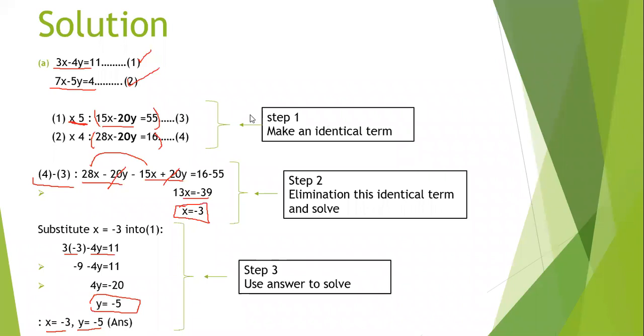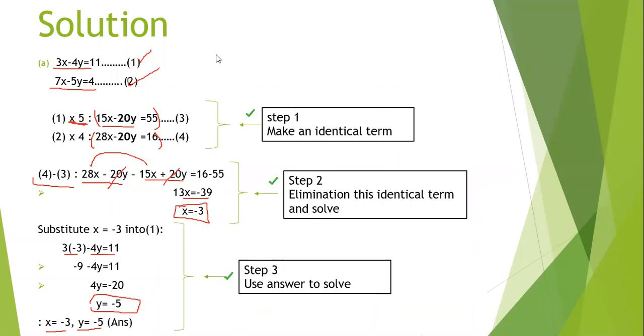The first step is to make an identical term, like y or x, equal. Step 2 is to eliminate the identical term. The identical term will be eliminated. And step 3 is to use the answer to solve the equations. Now this is the way to solve simultaneous equations by using the elimination method.